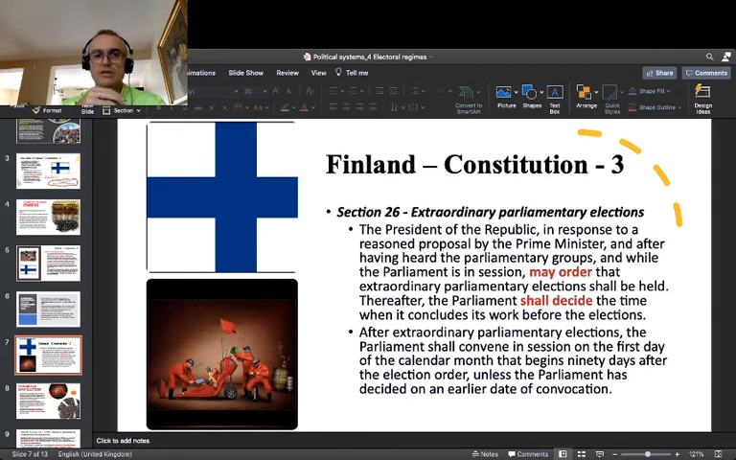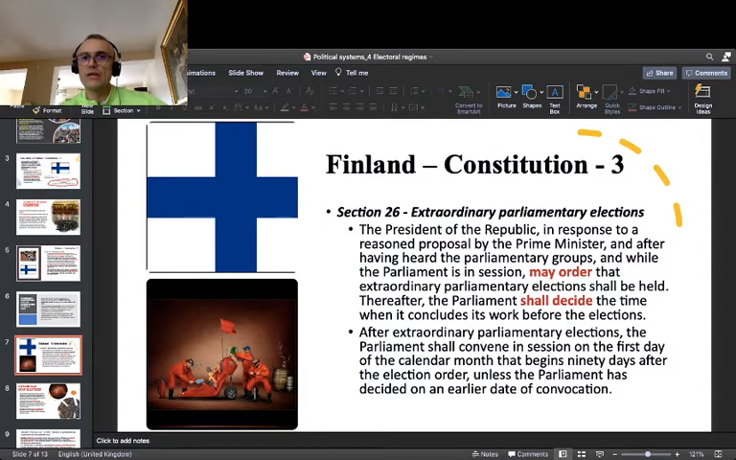One remark. When I discuss constitutional provisions, I frequently pay attention with my students to vocabulary details. Here you have two modal verbs in that passage. You have "may order" extraordinary parliamentary elections, and then "shall decide." "May" is weaker, is conditional. It is just that the president can but doesn't have to. Here, when it is written that the parliament shall decide, it means that they are bound to decide. There is no may, there is no can, or maybe they wouldn't. They shall do it. So here I quickly connect to my last video on the forms of political power.